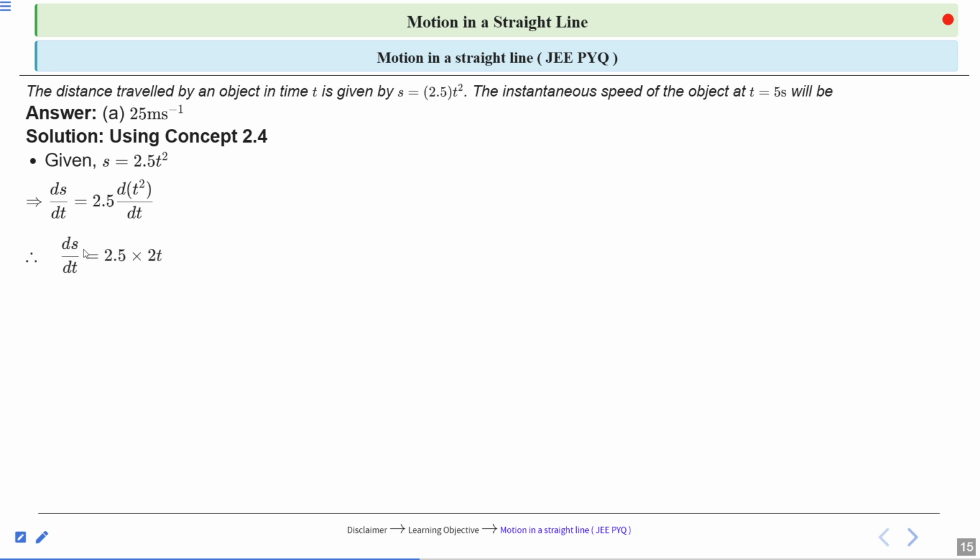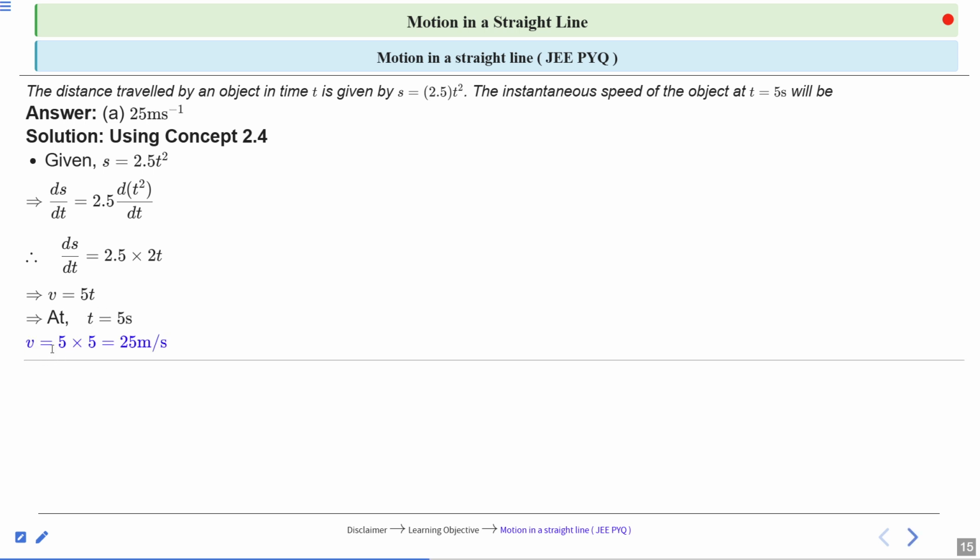So it will become ds upon dt equal to 2.5 into 2t. The differentiation of t square is 2t: power comes outside and minus 1 from the 2. So it will be 2t. So ds upon dt is equal to 2.5 into 2t. So v equal to 5t. At t equal to 5 second. This is given.